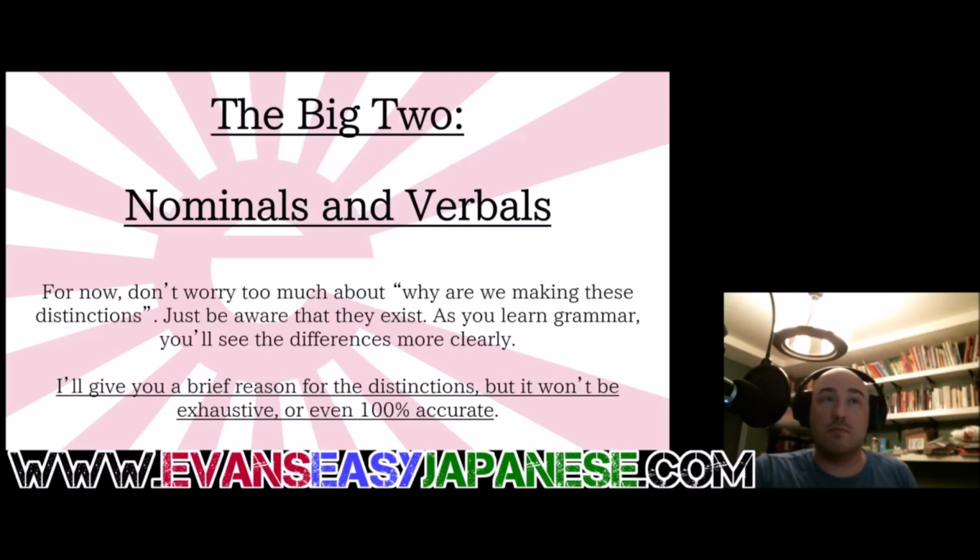Okay, there's two big categories. Like all of Japanese words, there's a huge chunk and then another huge chunk. We have nominals, that's a fancy linguistics word, and verbals, another fancy word. Let's not get into the linguistics terms. Let's get into how they get used in the language itself.